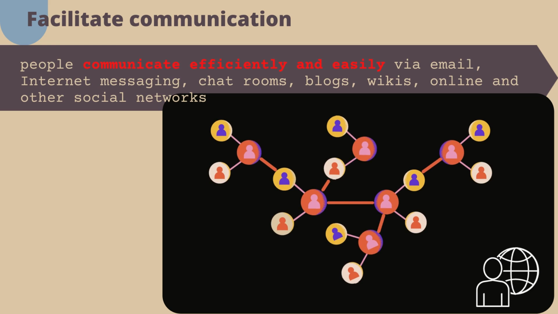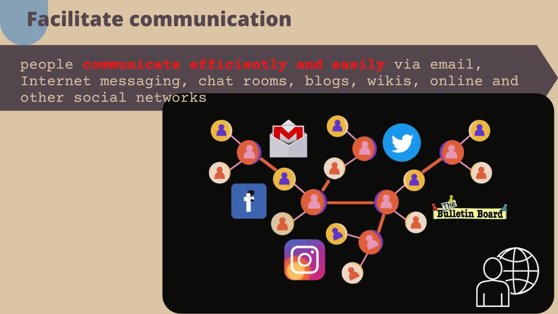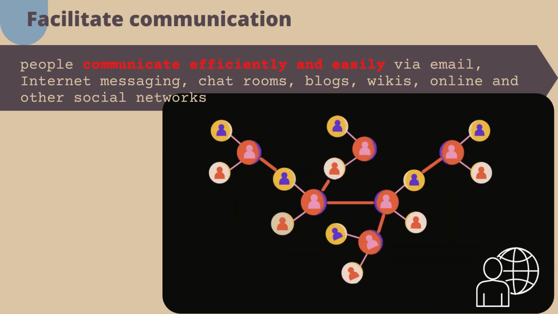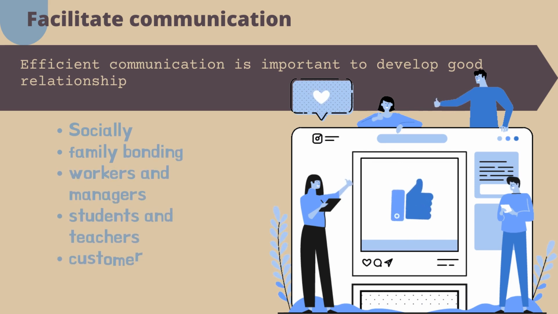Facilitate communication. People communicate efficiently and easily through email, social media such as Facebook, Instagram, Twitter, and also message boards. Facilitate communication is important to develop a good relationship, either socially, to develop a good relationship between family when we are in a long distance relationship, professional relationship between workers and managers, professional relationship between students and teachers, and even between customers and online sellers.